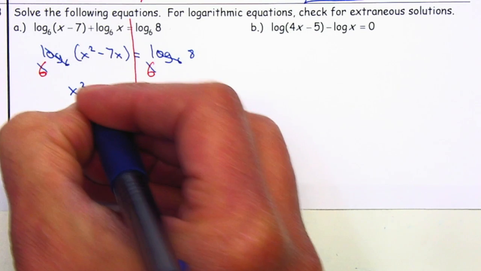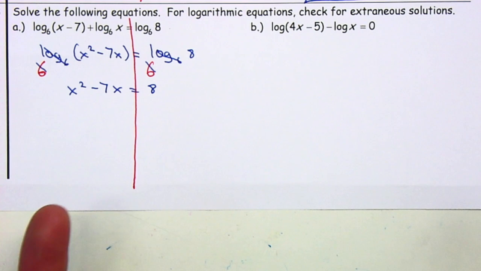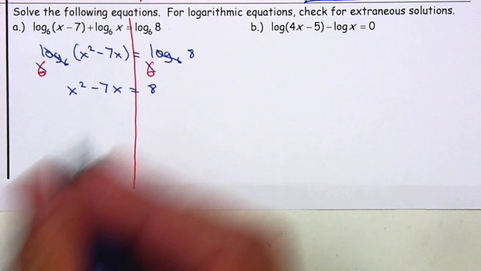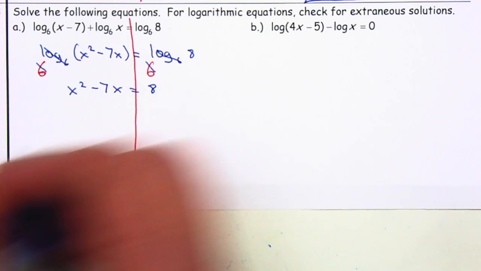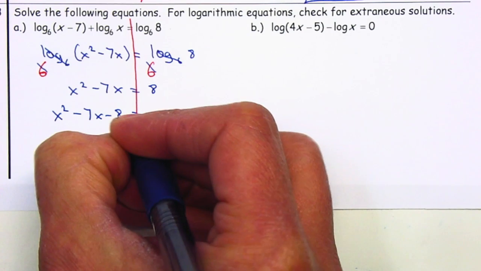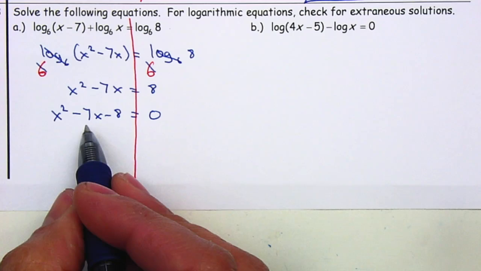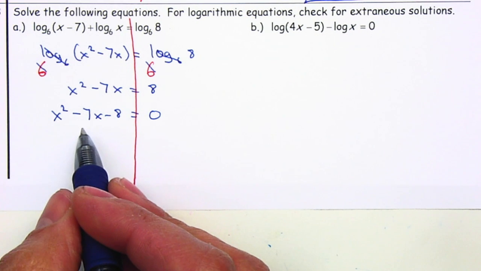Now I have x squared minus 7x is equal to 8. I have a quadratic equation, so I want to be able to see if I can factor it. So I'm going to make it equal to 0. I'm going to move that 8 to the left, we can say negative 8. Now remember, if you cannot factor it, you cannot complete the square because this is an odd number, so you're going to have to use the quadratic formula.